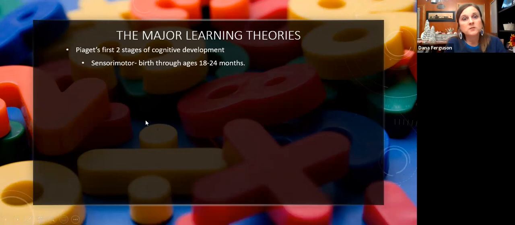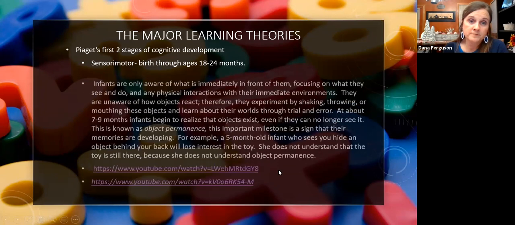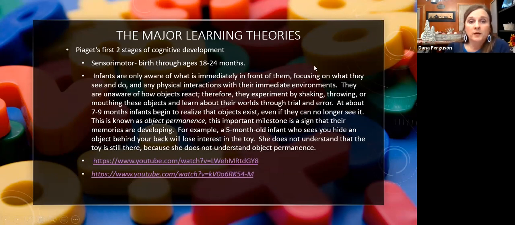So Piaget's first 2 stages of cognitive development. Let's talk about sensory motor for a minute. So this is birth through ages 18 to 24 months. I know a lot of you work with this age group. Within this age group, infants are only aware, this is what Piaget said, of what is immediately in front of them, focusing on what they see and do, and any physical interactions with their immediate environments.